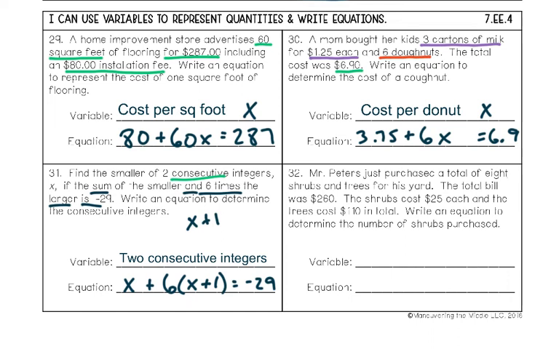32 is also a little bit tricky. Mr. Peters bought 8 shrubs and trees. So we don't know how much of each he purchased. We know that in total, it was $260. We know that the trees were 110. And the question's asking us to find the number of shrubs purchased. That's our variable. And I'll use the x to represent that. So we don't know how many shrubs exactly, but we know that each one of them was $25.